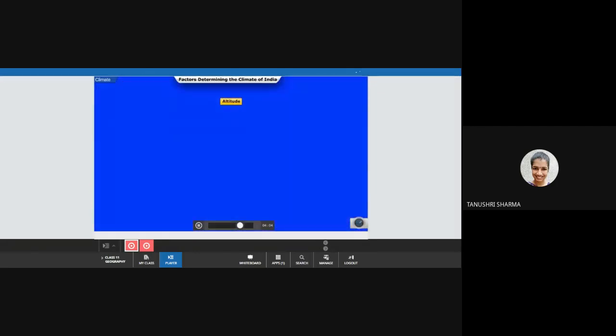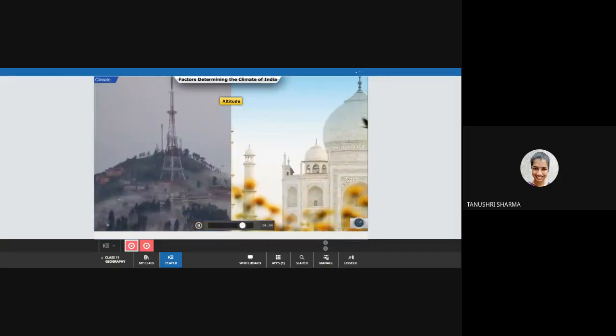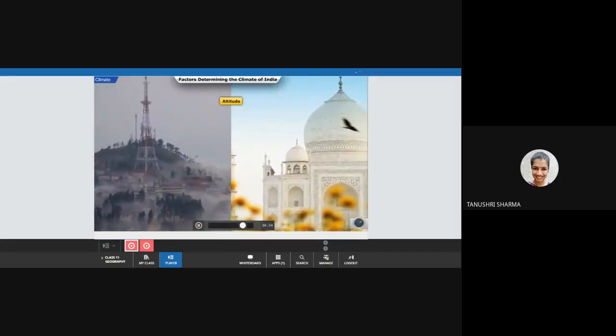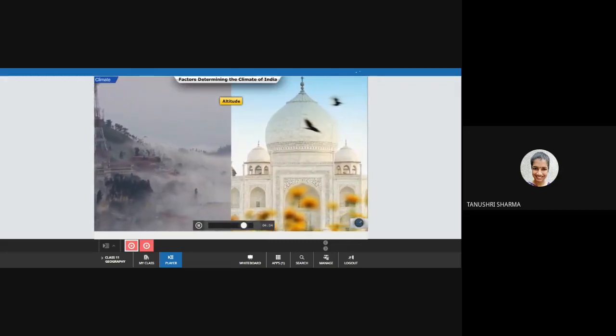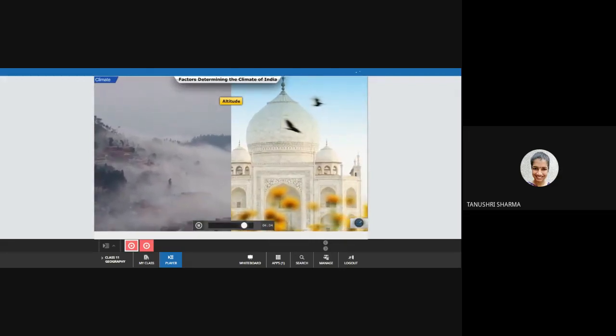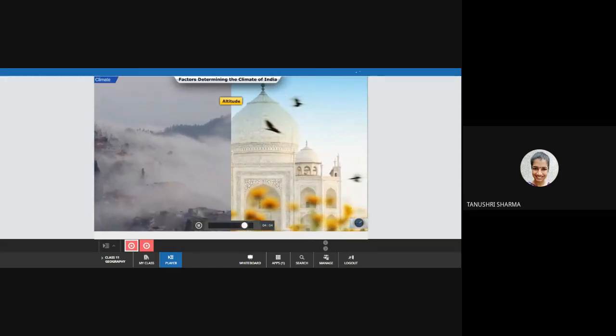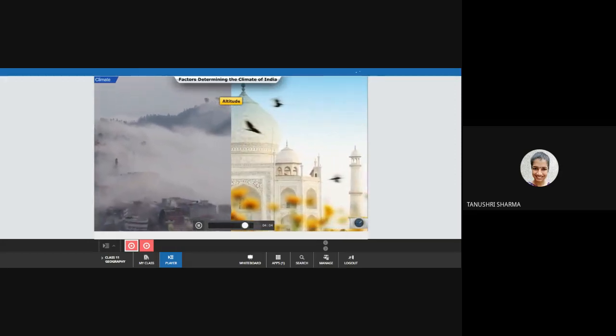Number 5. Altitude. Temperature decreases with height, and due to thin air, places in the mountains are cooler as compared to places on the plains. For example, Agra and Darjeeling are located on the same latitude. But when winter temperature in Agra is 16 degrees Celsius, it is at times only 4 degrees Celsius in Darjeeling.